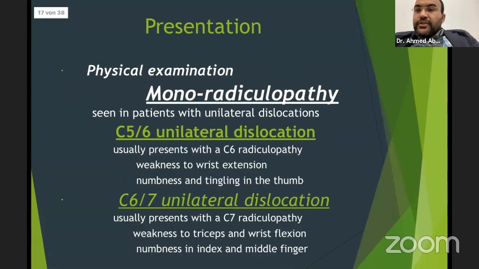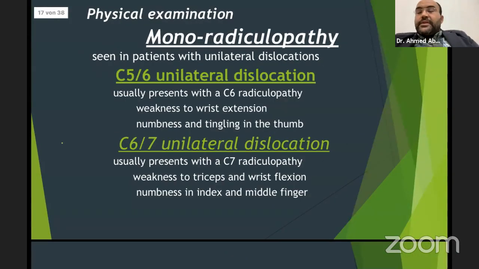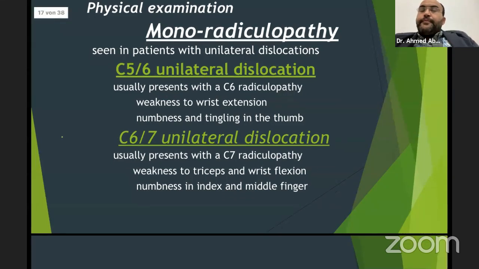As for the clinical presentation, the patient comes with a monoradiculopathy, which is seen in patients with unilateral dislocations, most commonly C5-6 unilateral dislocations, presenting with a C6 radiculopathy, weakness in wrist extension, and numbness and tingling in the thumb. Or a C6-7 unilateral dislocation, which presents with a C7 radiculopathy, which can manifest as weakness of the triceps, wrist flexion, and numbness in the index and middle finger.